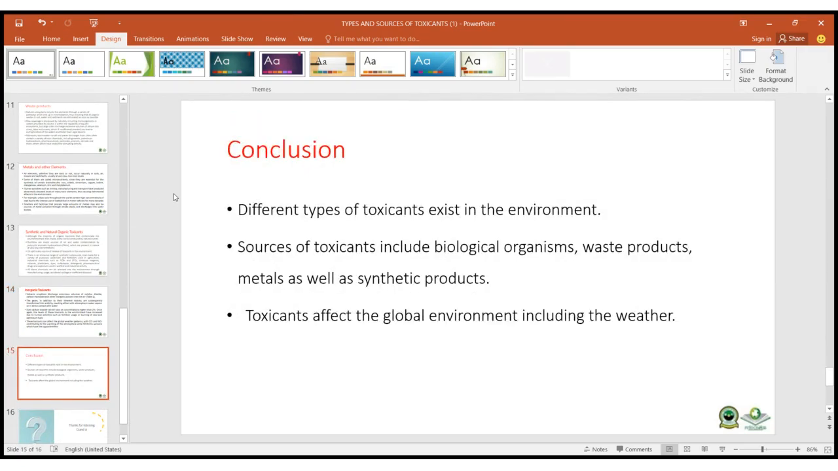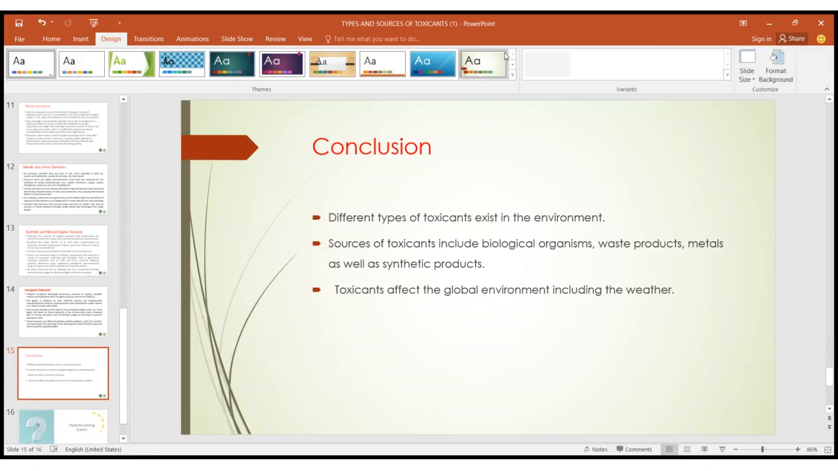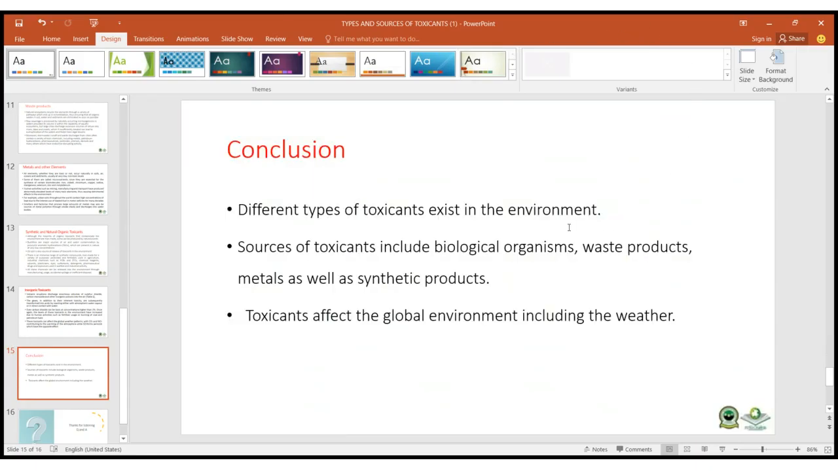In conclusion, what I have done is trying to summarize and discuss those tables. In conclusion, we say that there are different types of toxicants in the environment, and they come from different sources. They come from biological organisms. They come from waste products. They also come from metals and synthetic products. And toxicants affect the global environment, including the weather.